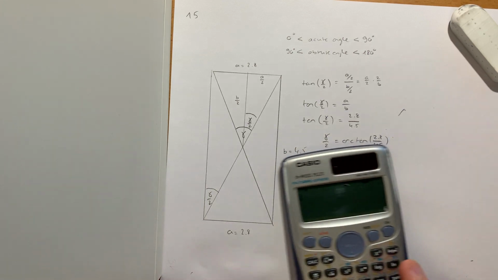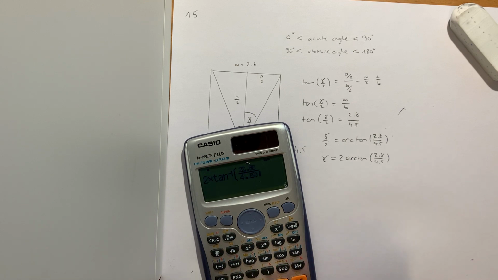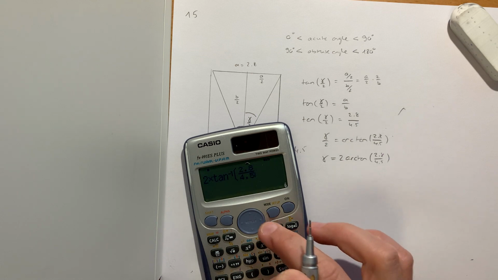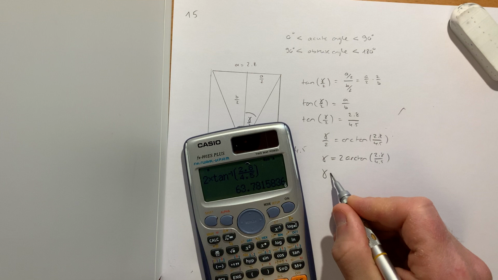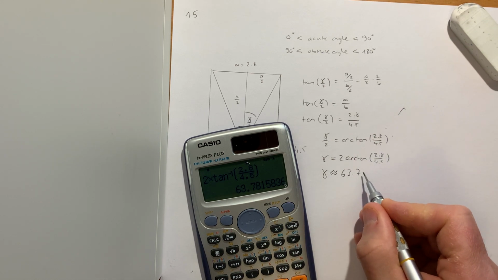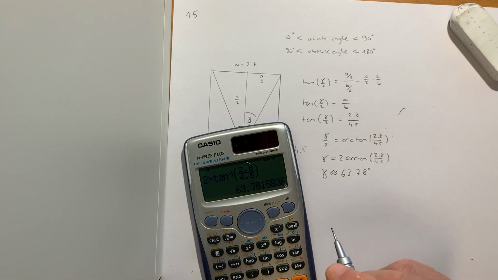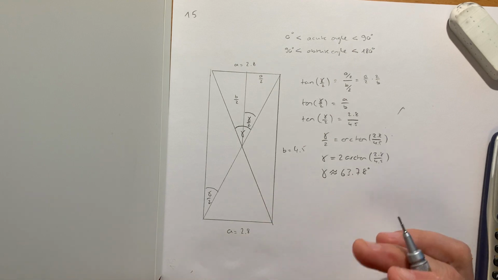So let's type this in. 2 times arc tangent, tangent to the minus 1, the inverse tangent, 2.8 divided by 4.5. Here we go. And this is it. Gamma is approximately equal to 63.78 degrees. Please, you don't have to do it like this. It's just a fun fact.